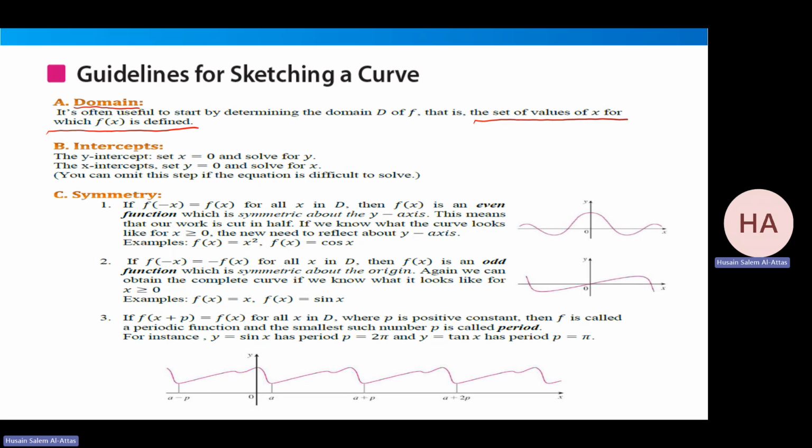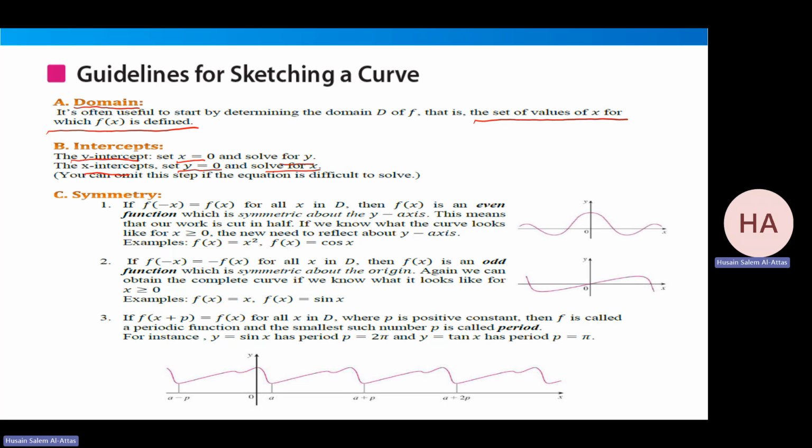We have the y-intercept. How to find the y-intercept? Set x equals 0 and solve for y. That will give me the y-intercept. For the x-intercept, the other way: I take y equals 0 and solve for x.